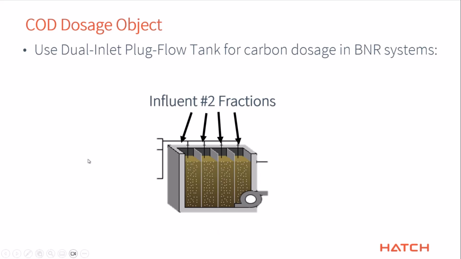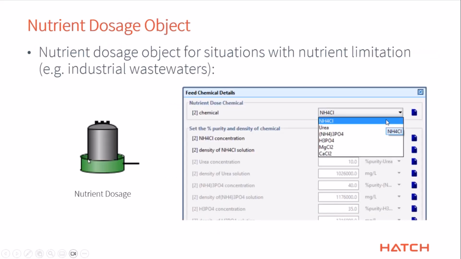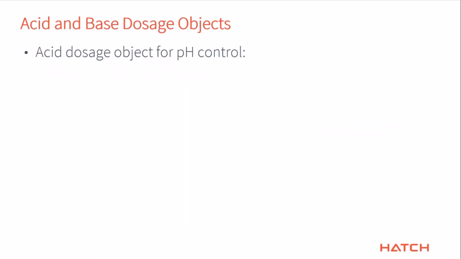Okay, moving on to the green one, which is the nutrient dosage. Now, this is nutrient as in both the nitrogen and the phosphorus dosage. This would be like in an industrial wastewater where you're nutrient limited and you want to be able to dose some nitrogen of some form or some phosphorus. And so you can see right here that all these chemicals that you can choose from are all different, but they're all there to basically supply nutrients in one way or another.